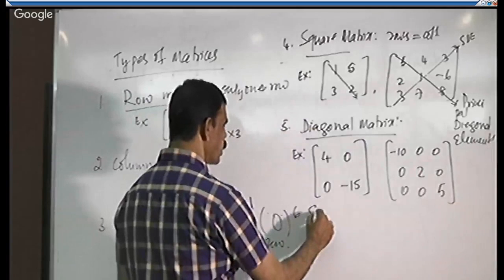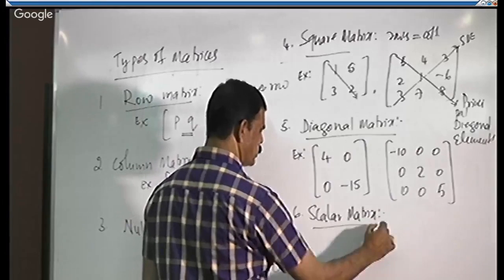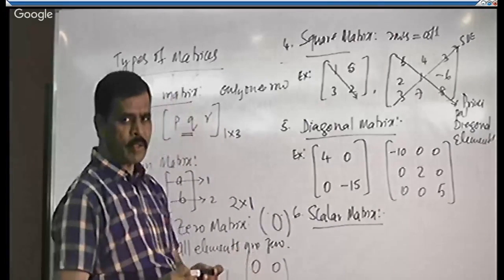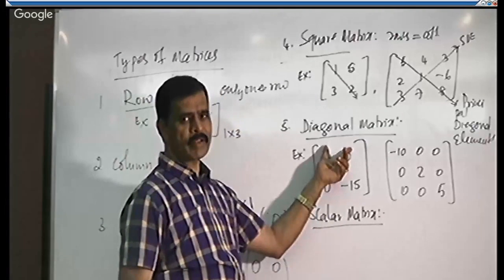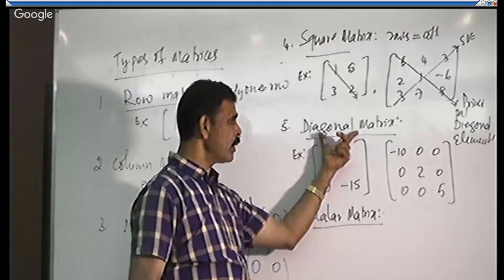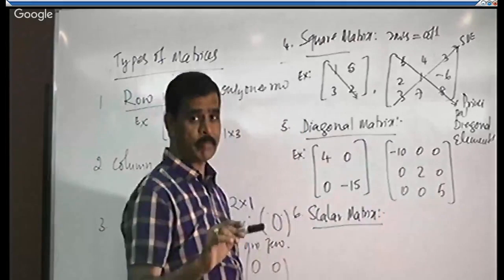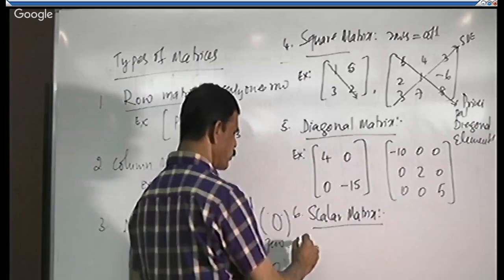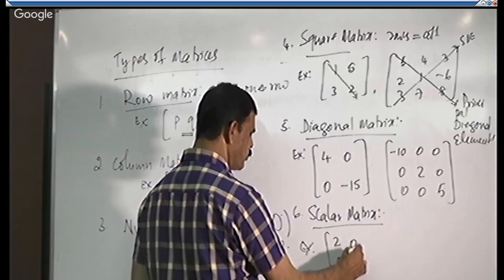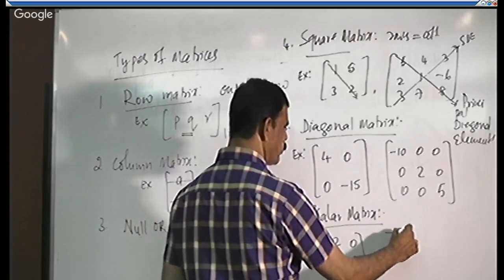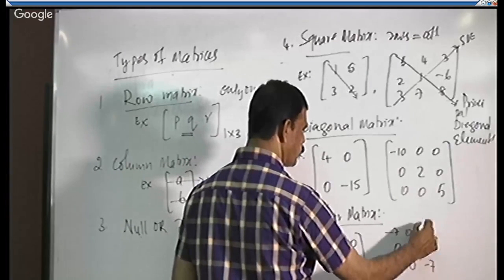Next one, scalar matrix. A scalar matrix is another type of matrix, which is a diagonal matrix in which all the principal diagonal elements are the same, which means equal. See this example: 2, 0, the principal diagonal element should be 2 only. Then minus 7, 0, 0, 0, minus 7, 0, 0, 0, it should be minus 7.